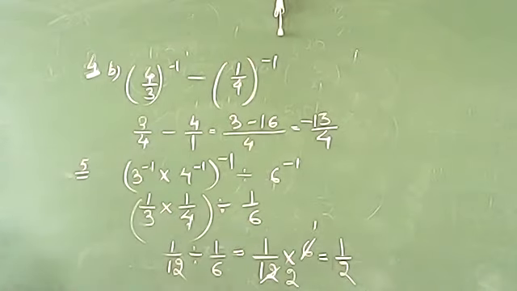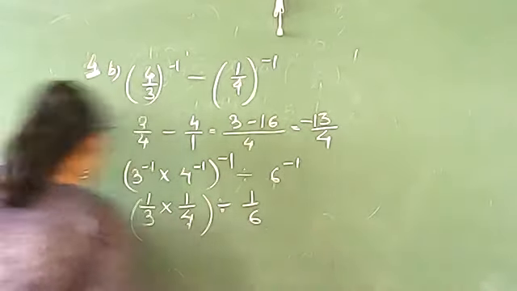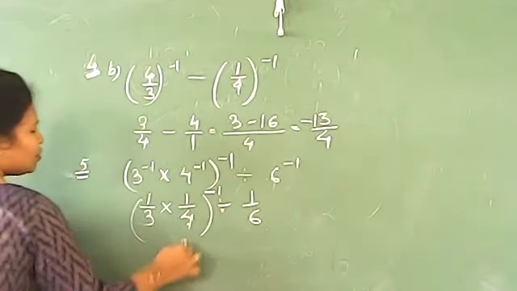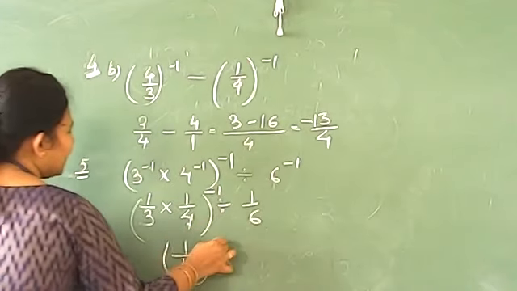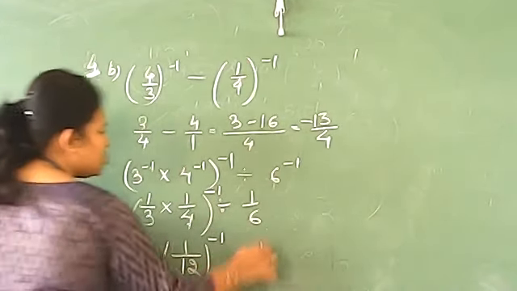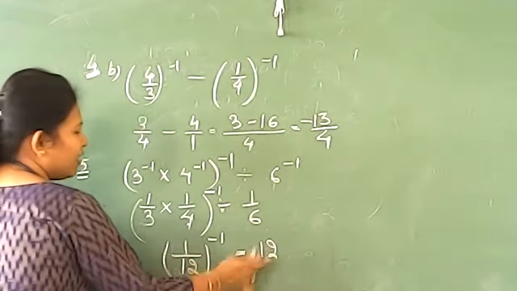Okay. Sorry, I think I made one mistake. What mistake? I have not written the power negative here. Here we have a negative power. So the same solution will be there, 1 by 12 only. And this negative power is also there, which will give you 12, because (1 by 12) to the power minus 1 will give you only 12.